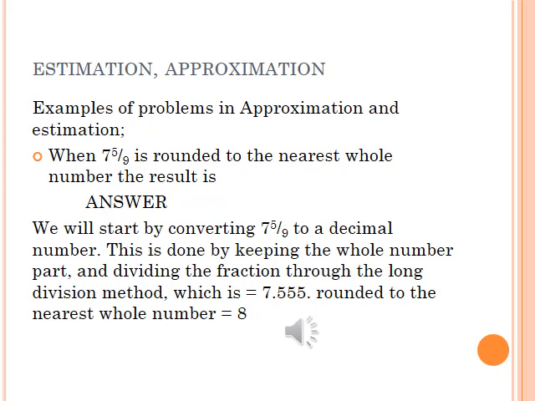Estimation and approximation. An example of problems in approximation and estimation is 1. When 7 whole number 5/9 is rounded to the nearest whole number, the result is. Answer: we will start by converting 7 whole number 5/9 to a decimal number. This is done by keeping the whole number part and dividing the fraction through the long division method, which is 7.555. Rounded to the nearest whole number will give us 8. Therefore, our answer is 8.